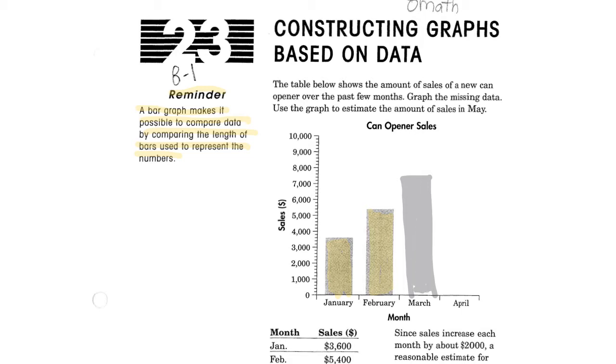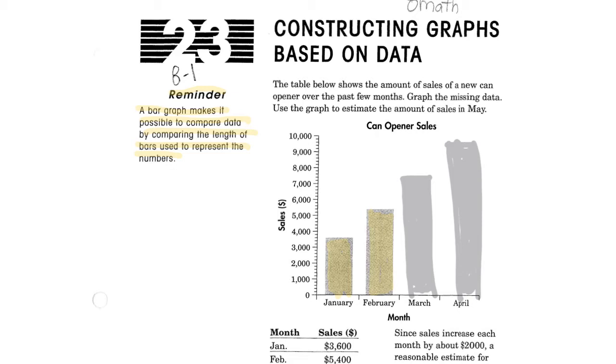In April, it says it was 9,500. So it's halfway between 9,000 and 10,000, which is about right there. And then I shade my bar in. So I have completed the graph on top.